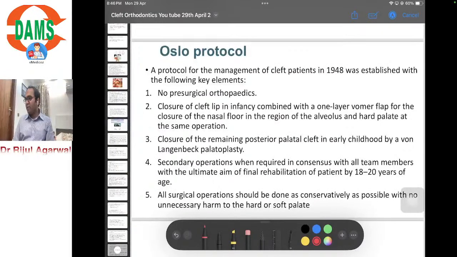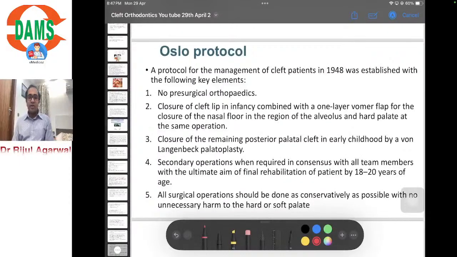So how to proceed when a patient with cleft lip and palate is born, how to proceed with its management. So this Oslo protocol was the earliest protocol. Most countries have their own protocol. India in general has not come up with its own protocol. They are in process. Whenever it comes up, we'll take it up. Okay. So what is the Oslo protocol?